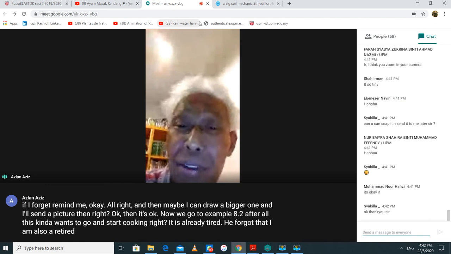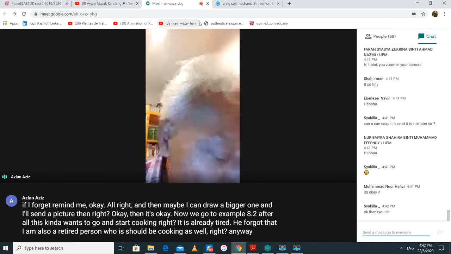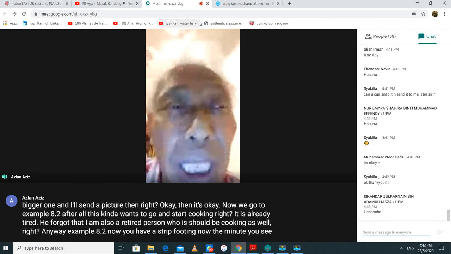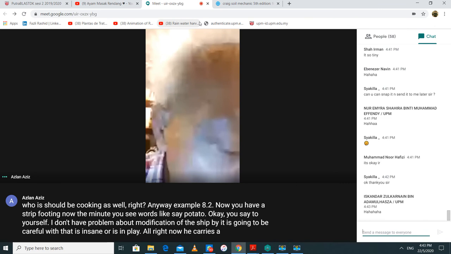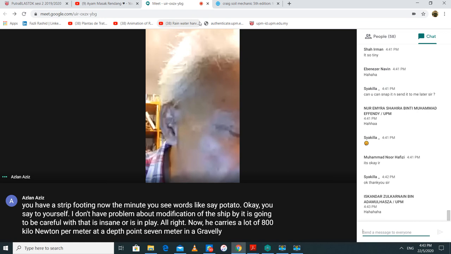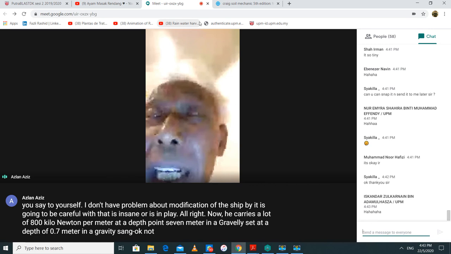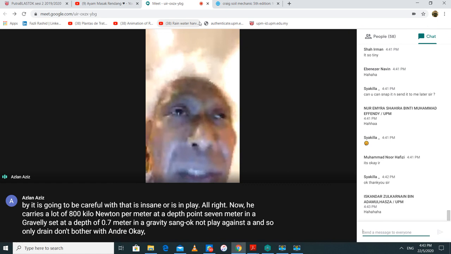Anyway, example 8.2. Now you have a strip footing. The minute you see words like strip footing, you say to yourself, I don't have a problem about modification of the shape, but I just got to be careful whether it's in sand or it's in clay. Now it carries a load of 800 kilonewton per meter at a depth of 0.7 meter in a gravelly sand. Okay, not clay again, sand. So only drained. Don't bother with undrained. Drained is effective values.